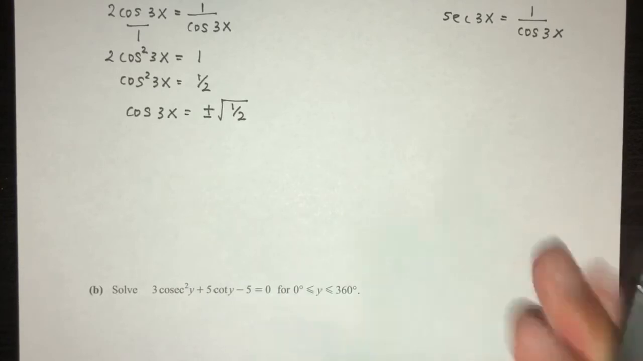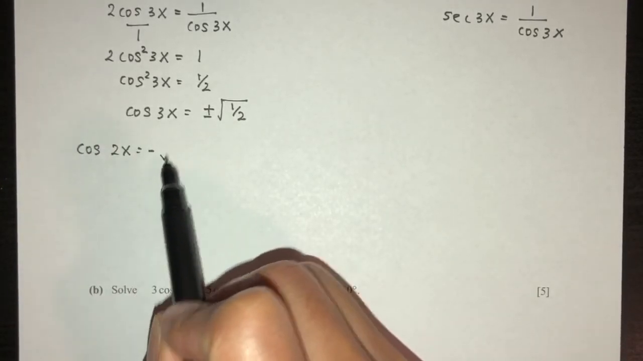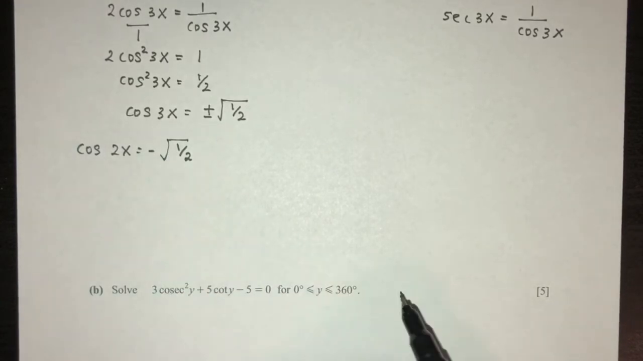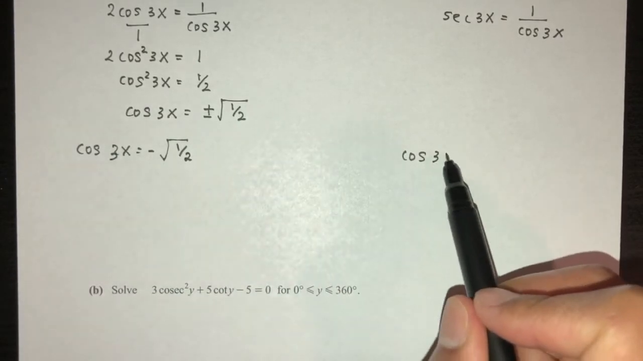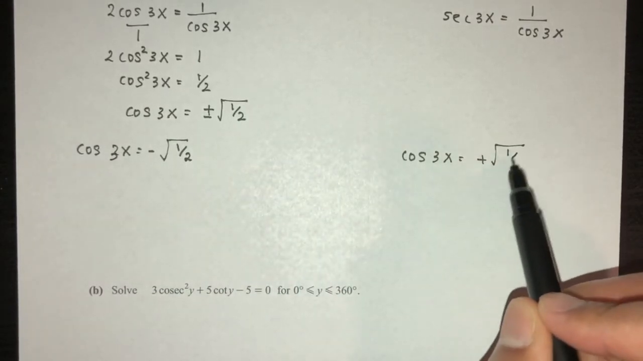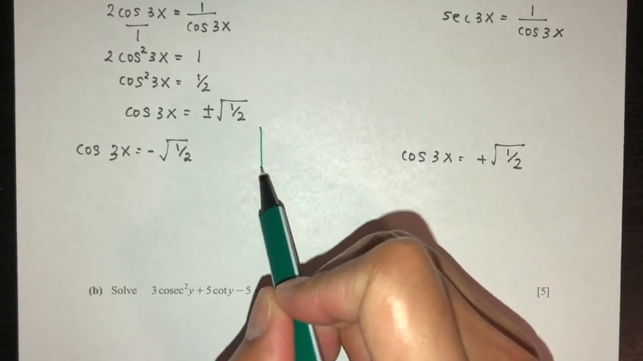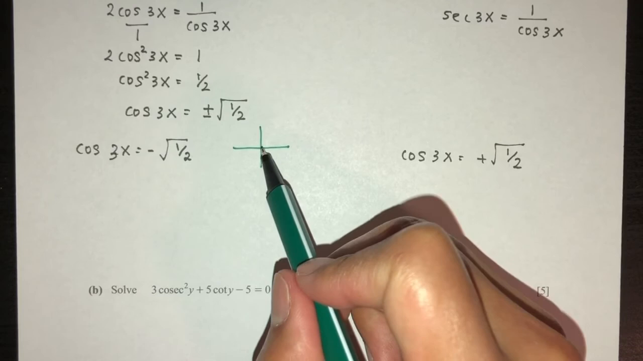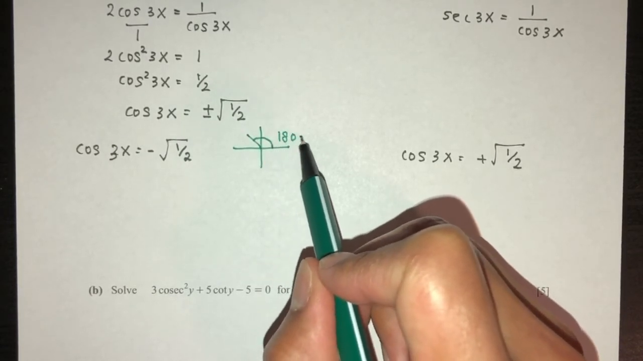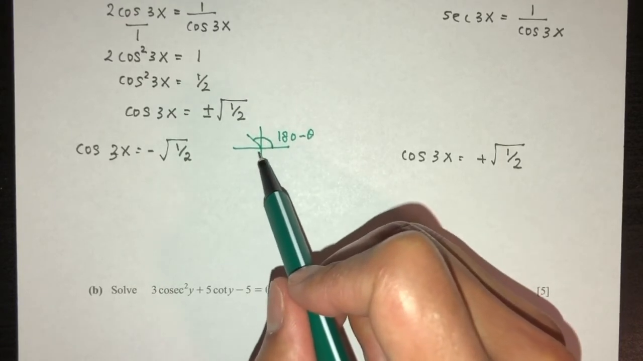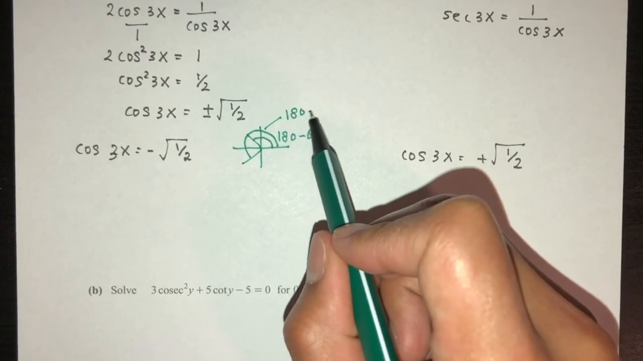Okay, so here we have 2 possible values. For the first one, it can be negative, right? Negative square root of 1 half, or it can be positive, 3x equals plus root of 1 half. So now you have to know when cos is negative, it will be in which quadrant? It will be in your second quadrant, this is 180 minus theta, and your third quadrant, it could be 180 plus theta.